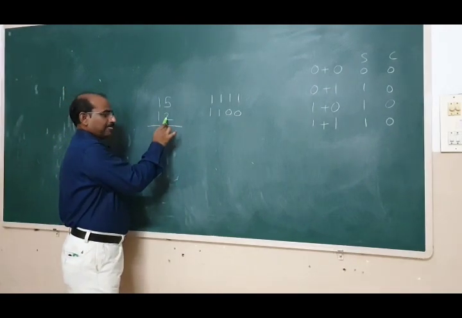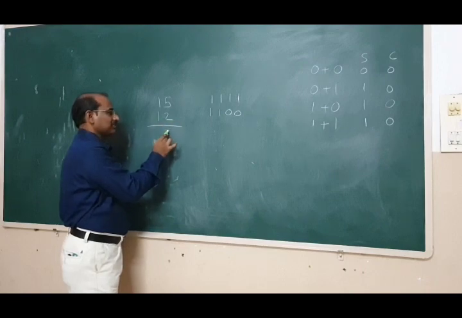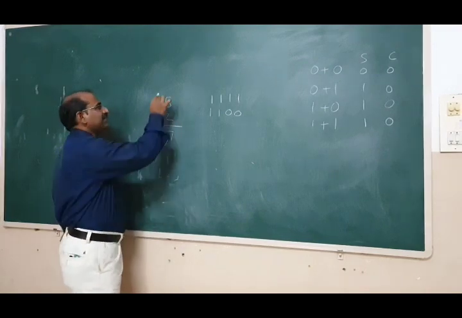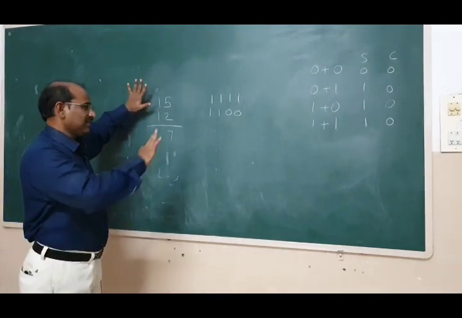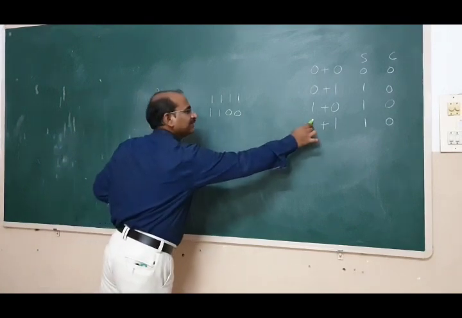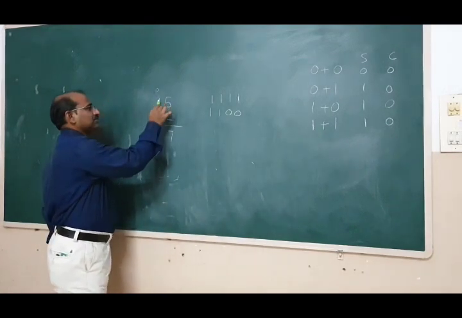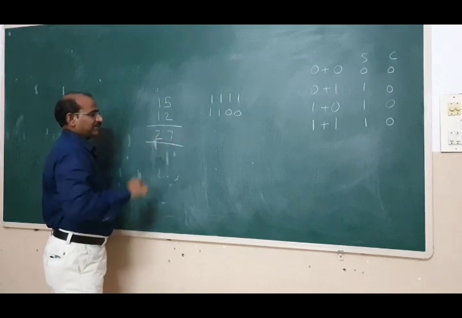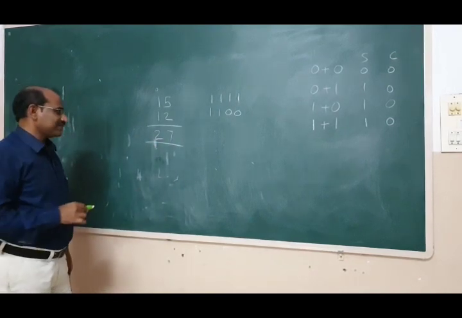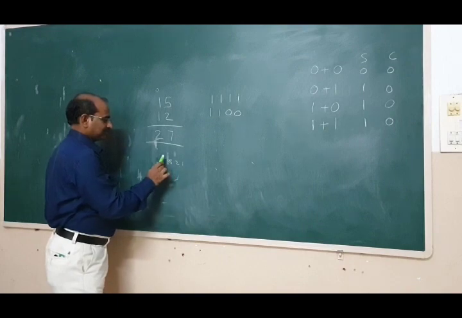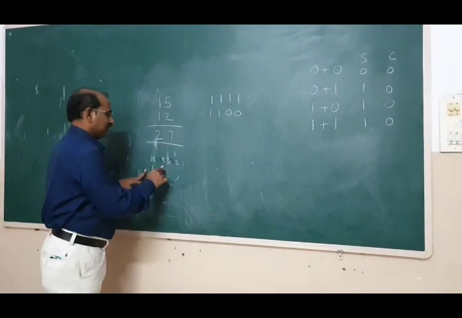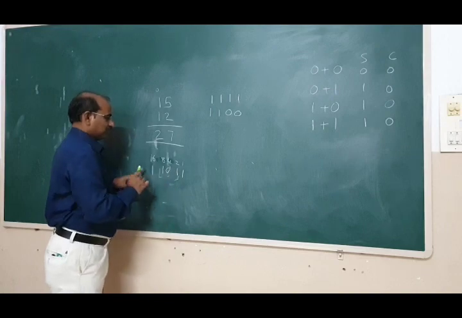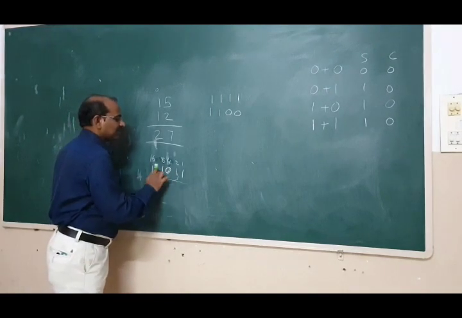Now what is the result? 5 plus 2, sum 7, carry 0. We need not write the carry 0, but just for understanding purpose I am writing it here. So 1 plus 1 is 2, so 27. What is the binary equivalent of 27? 1, 2, 4, 8, 16. So what is 27 minus 16? 11. 11 is 8 plus 2 plus 1. So you should get 1 1 0 1 1 as the answer.